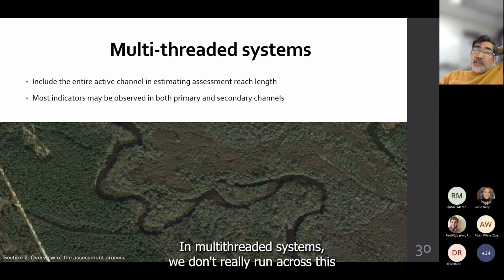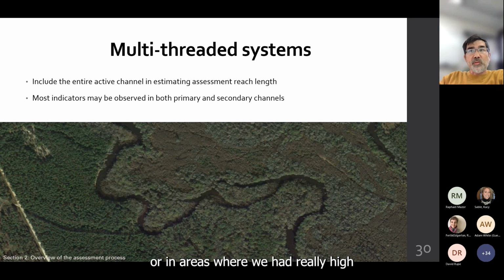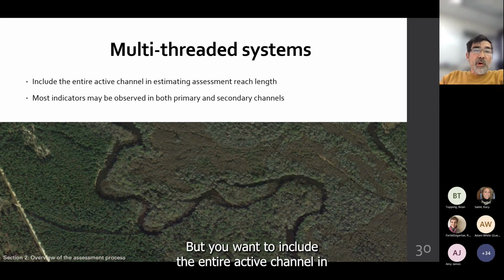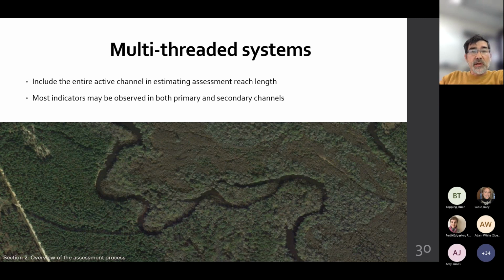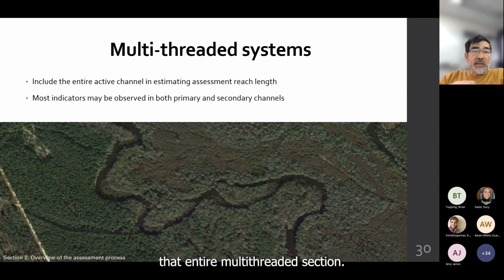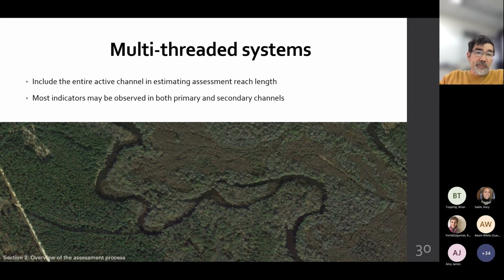In multi-threaded systems, we don't really run across this as much probably in the east as we did in the arid west, or in areas where we had really high and steep channels flowing into low topography. But you want to include the entire active channel in estimating the assessment reach. So measure from bank to bank across that entire multi-threaded section. Most indicators will probably be observed in both the primary and the secondary channels.